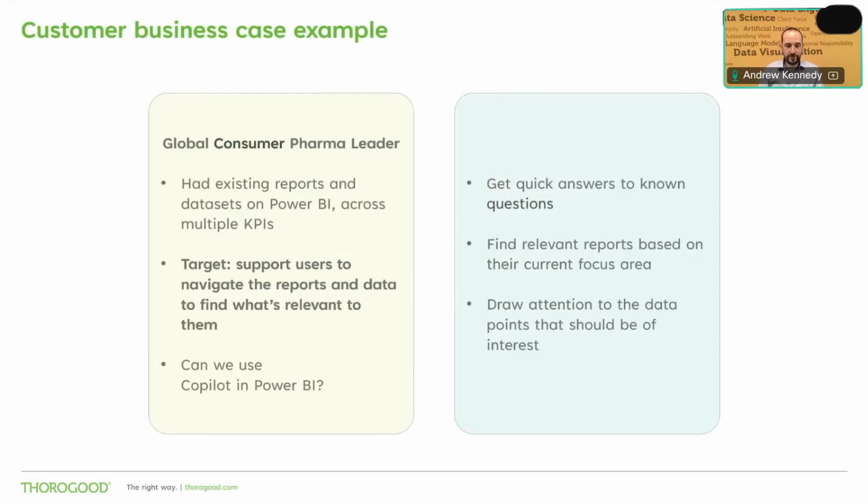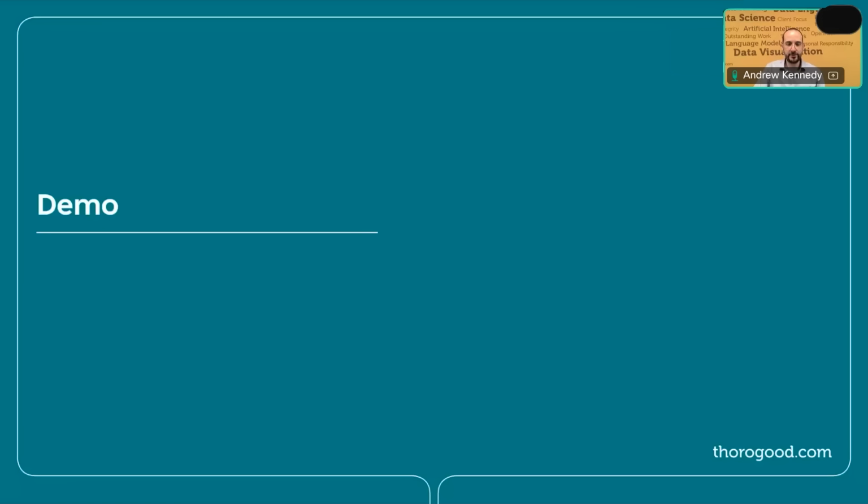So what are the things that they're trying to achieve? We want to get quick answers to some of the known questions. So when someone comes in, they know the question, how can we get that answer quickly? Can we then find some relevant reports? Out of that set of reports that we've already built, can we find the relevant ones based on the area that they're interested in? And then how do we draw attention to the specific data points within that should be of interest? Maybe not the question they're coming in to ask, but can we help them think about the things that they should be looking into? So I'll talk in a bit about how we've helped them use Copilot and understand how they can use Copilot better to address those aims.